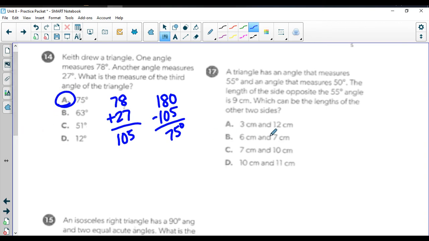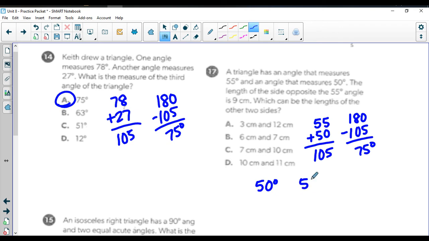For question 17, a triangle has an angle that measures 55 and an angle that measures 50. So 55 plus 50, we've used up 105. If that takes away from 180, we're left with 75. So we have a 50 degree angle, a 55 degree angle, and a 75 degree angle. The length of the side opposite the 55 degree angle is 9 centimeters. So this is our middle angle, and it's also going to be our middle side. What that means is that we need a length that is smaller than 9 to go with this one, and a length that's bigger than 9 to go with this one.